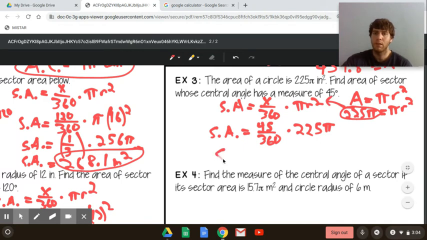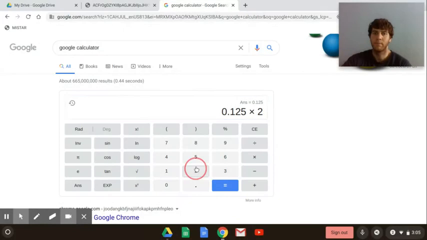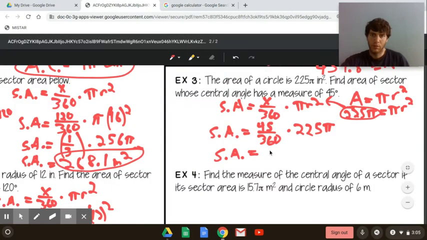Right, and then we can put that in our calculator and find our sector area. So the area of the whole circle is 225 pi, but we only want 1/12 of it. 45 divided by 360 is 1/12. Then we want to times by 225 pi. That's going to give us 88.4 inches squared.